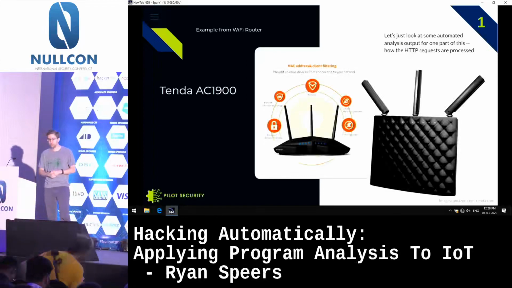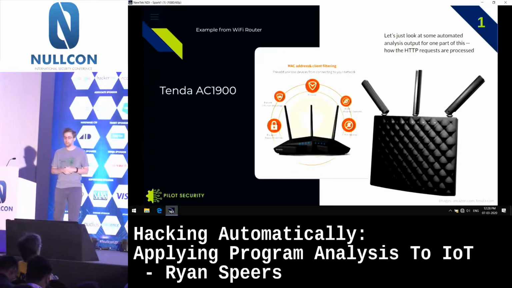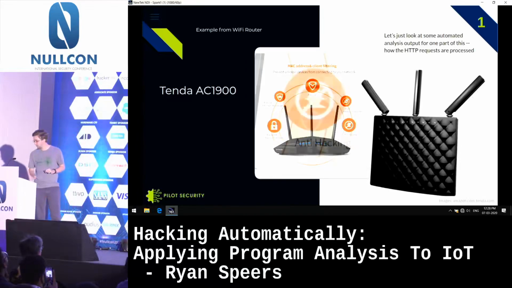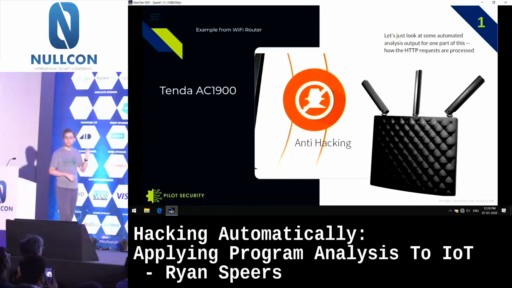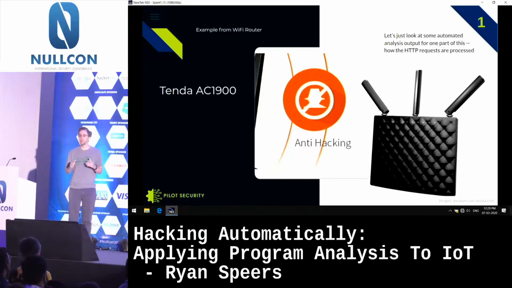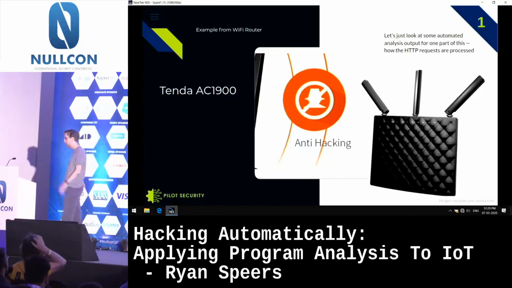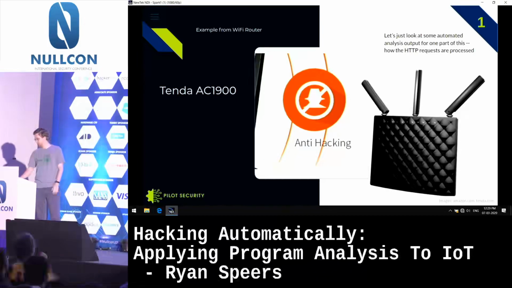Okay, so the first device is this Tenda router. And this is wonderful because I don't know if you can see it there, but I'll zoom in. It has anti-hacking. So I thought, why would we even bother looking at it? I mean, we're not going to find anything. I went on Amazon. It says we have anti-hacking. I'm like, shit, we're done.